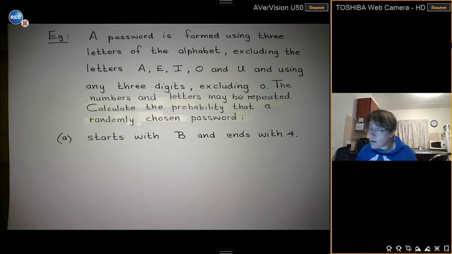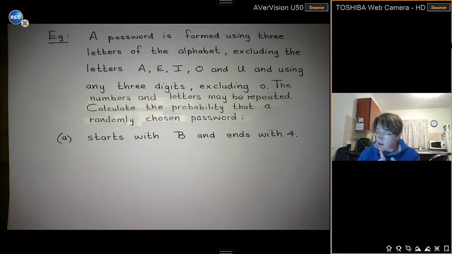A password is formed using 3 letters of the alphabet, excluding the letters A, E, I, O, and U. So we are not using any of the vowels, which means there are 26 letters in the alphabet, but we are not using 5 of them, which means now we only have 21 letters of the alphabet we can use. And using then after that any 3 digits excluding 0. So that means we can use any of the digits, but we can't use 0, which means instead of having 10 digits available, we only have 9 digits available. The numbers and letters may be repeated, so very important. Well, I may repeat the letters and I may repeat the numbers. Calculate the probability that a randomly chosen word starts with B and ends with 4.